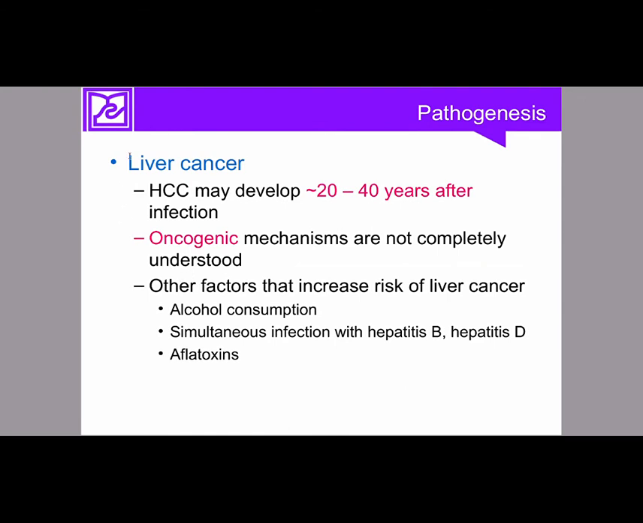The most severe problem in chronically infected people is liver cancer. After 20 to 40 years of chronic infection, patients have a high risk of developing hepatocellular carcinoma, liver cancer, the same cancer caused by hepatitis B. But the mechanisms are not very clear. The mechanisms that cause liver cancer related to hepatitis B are very clear, but not for hepatitis C. We know that hepatitis C virus is oncogenic, but we don't know exactly why.